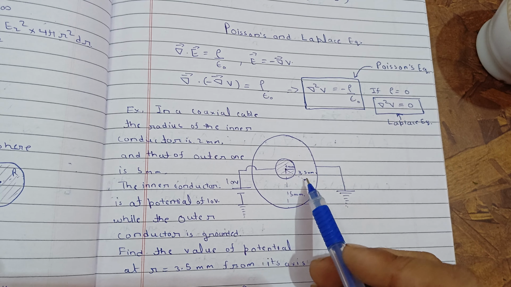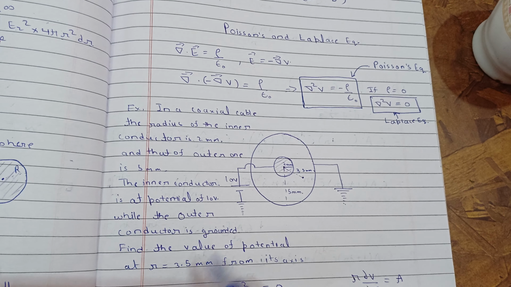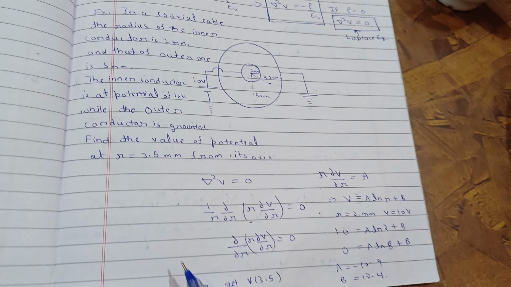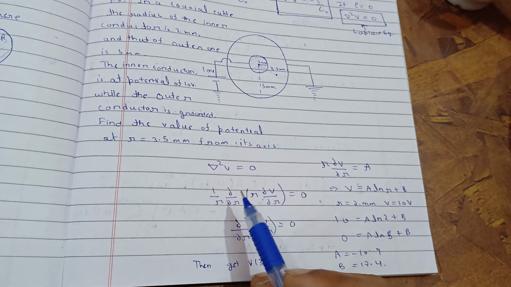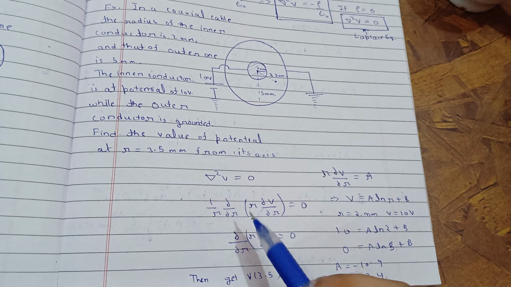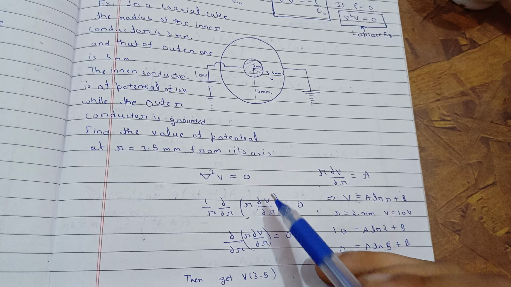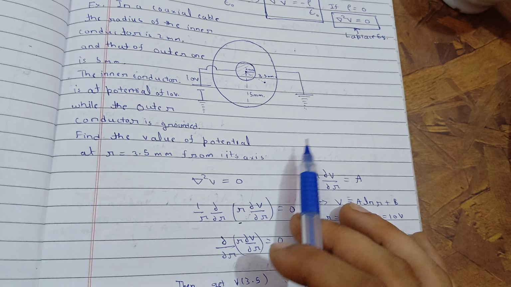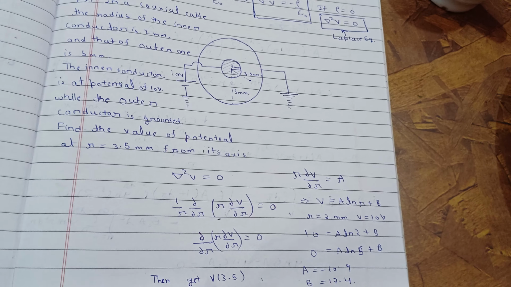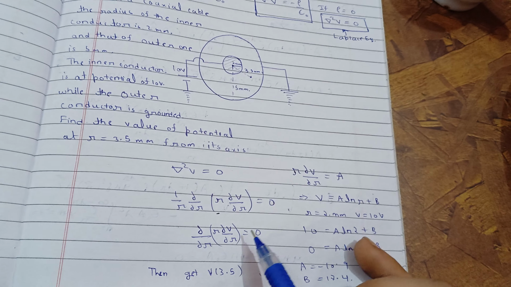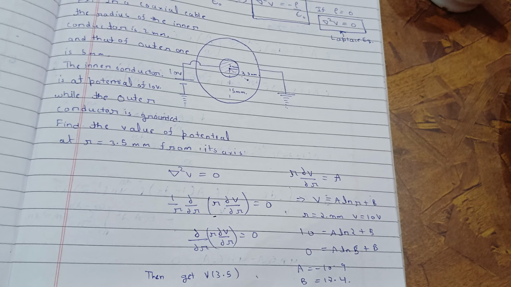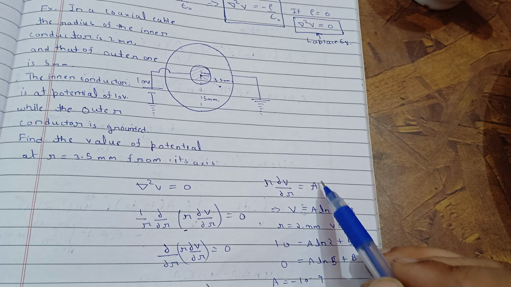Inside this the charge density is 0, that's why we'll use the Laplace equation. Del square V should be 0. Del square V equal to 0 we have already seen in vector analysis in mathematical physics. So how can we write del square? As 1 upon R del by del R of R del V by del R equal to 0. From here, del by del R of R del V by del R equals 0, which means R del V by del R should be some constant A.